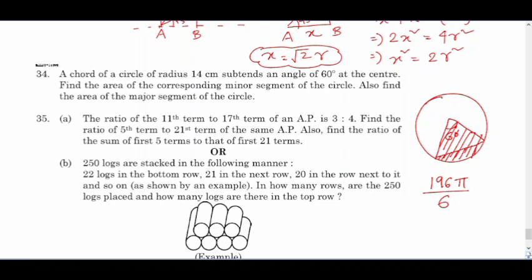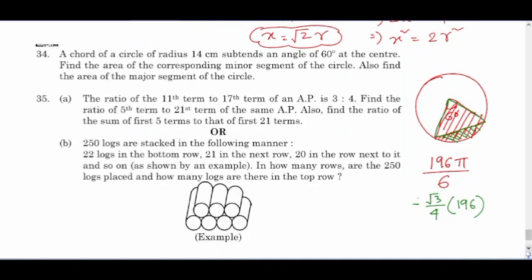196 pi by 6. Fine. Now from this, if we subtract the area of this equilateral triangle, we will get the minor segment. So what is the area of the equilateral triangle? Root 3 by 4 into side squared, where side is 14. So 196 pi by 6 minus this is the value of your area of the minor segment.